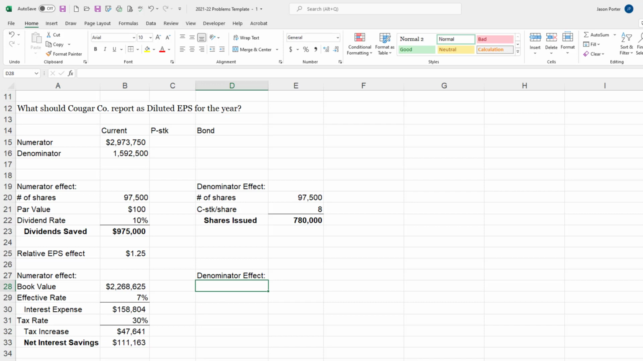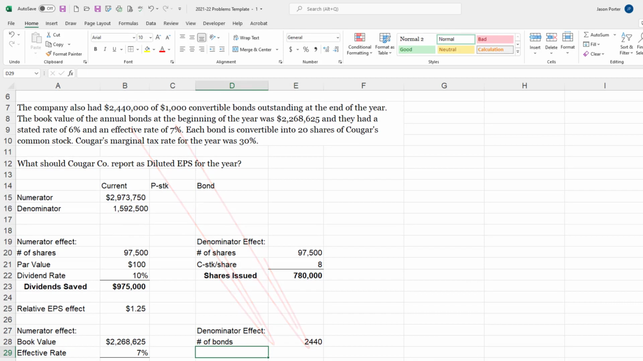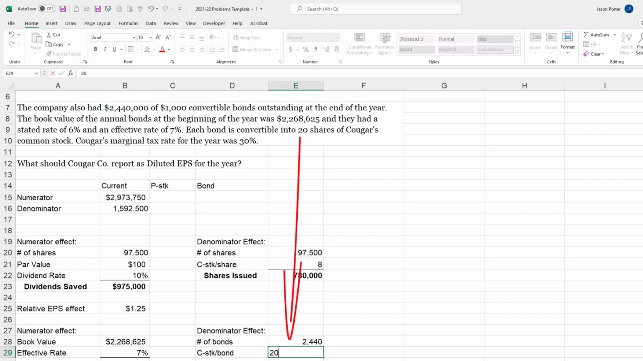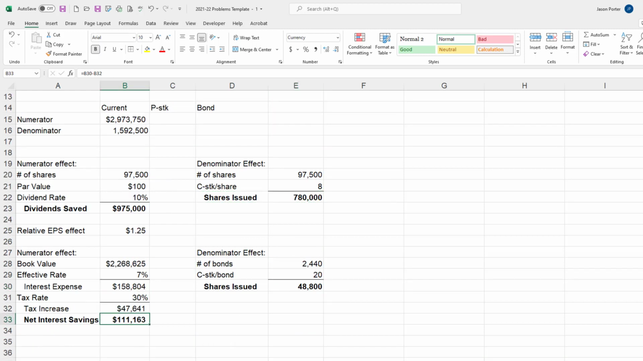Next, I need to figure out my denominator effect. And we're going to start with my number of bonds. We had bonds with a face value of $2,440,000, and they were in $1,000 increments. So I actually have 2,440 bonds. Common stock per bond, we're told, is 20. So I'm going to just copy this down. It's the exact same equation. So I will issue 48,800 shares and save $111,163.